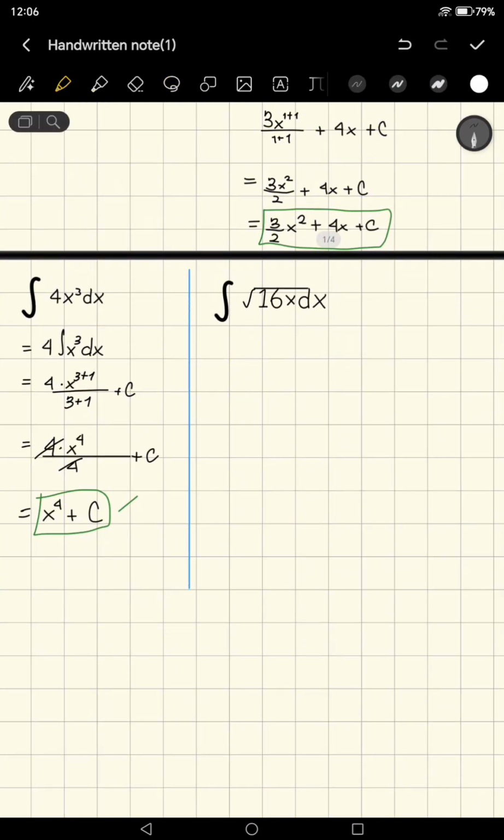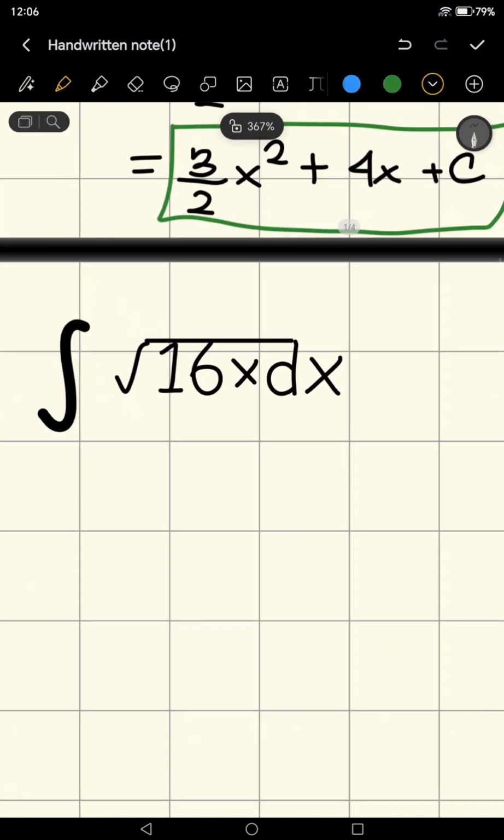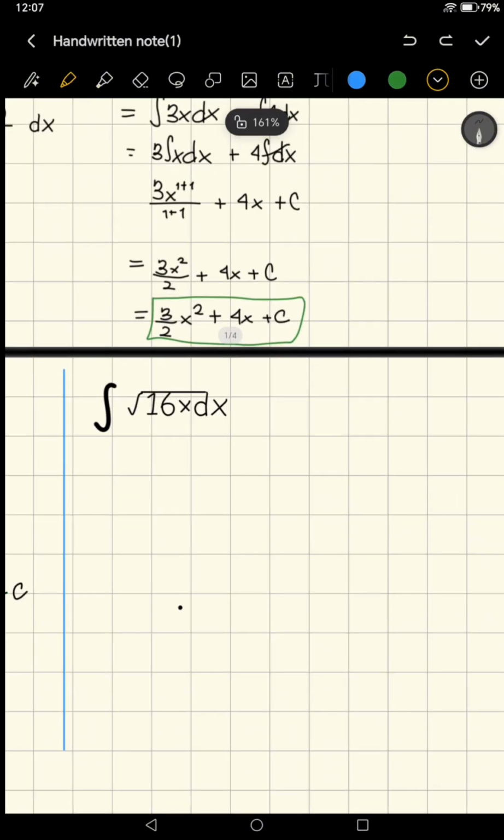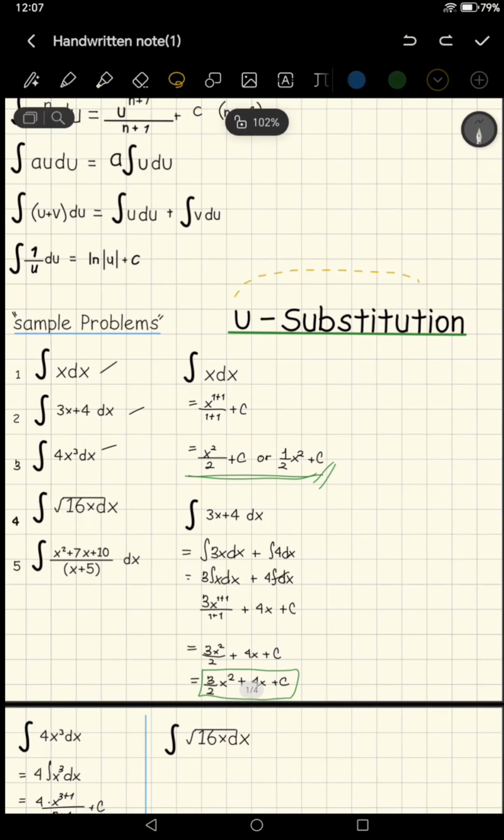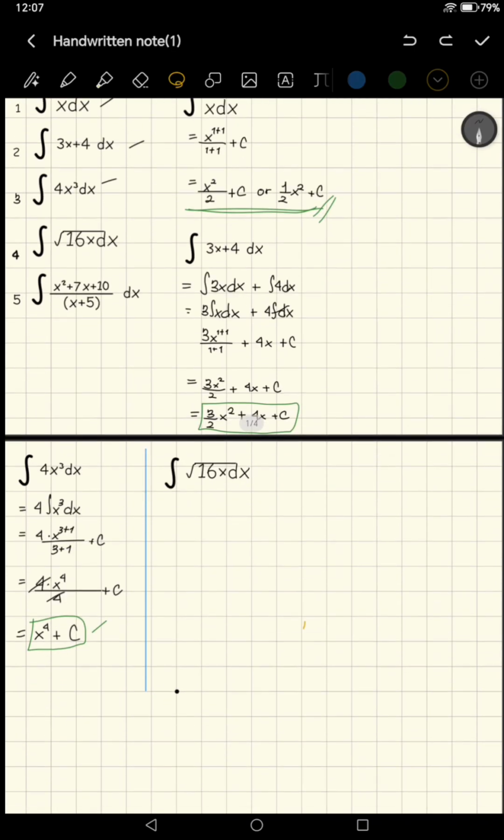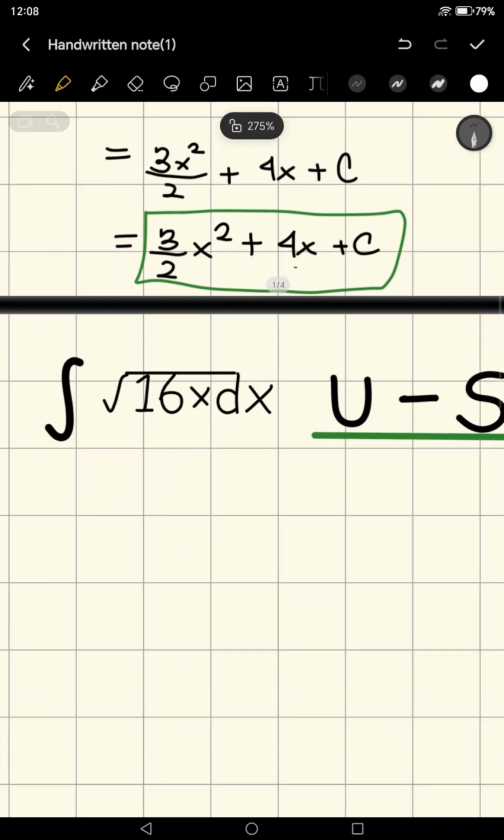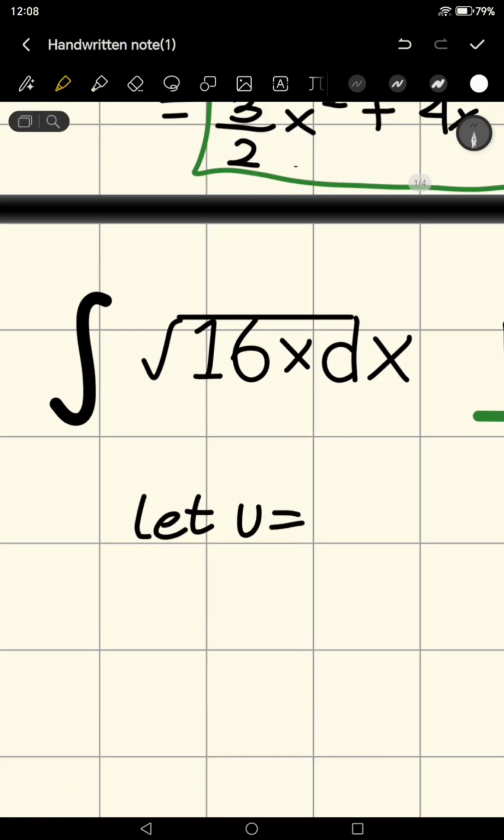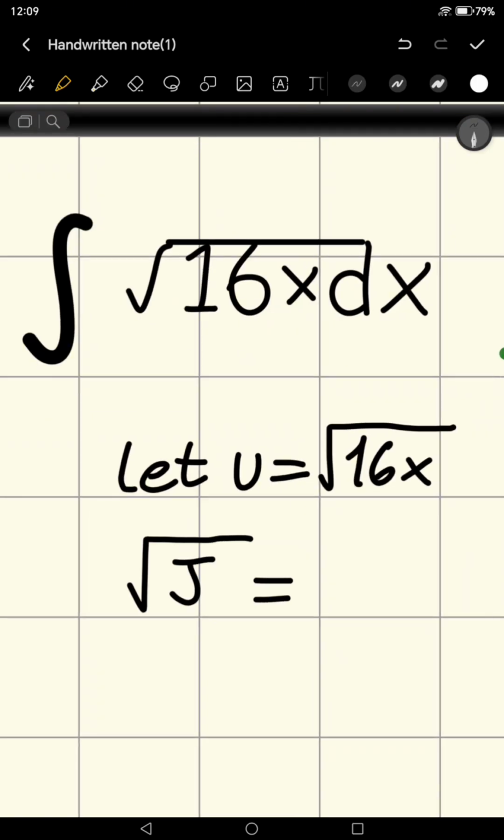So let's try solving number 4. Copy lang muna natin the integral of square root of 16x. So dito, guys, we're going to use the u sub technique or the u substitution, since alam ko naman na naituro na ito ng mga professors nyo. So di ko na siya i-explain ng ganun ka-detailed. Okay, so let's assume for a value of u, since wala naman tayong ibang function maliban sa algebraic, let u be equal to 16x. Note that square root of j is just the same as j raised to 1/2, or simply the square root is just a 1/2 exponent.